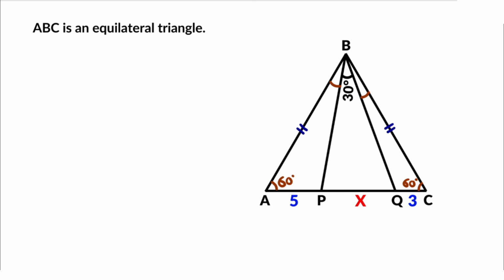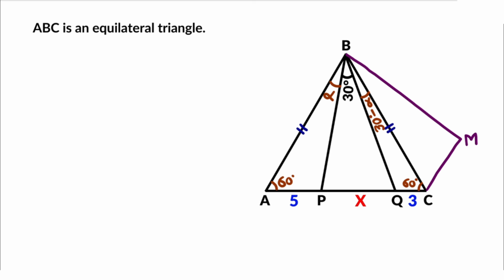Let's call angle ABP alpha. Then angle QBC must be 30 degrees minus alpha. Now comes the clever Olympiad trick. Imagine rotating triangle ABP about point B until it lies outside the original triangle alongside BC. Let the new point created by this rotation be M.